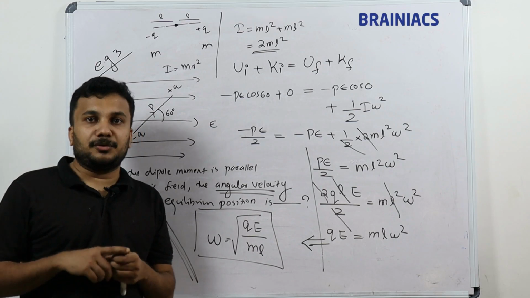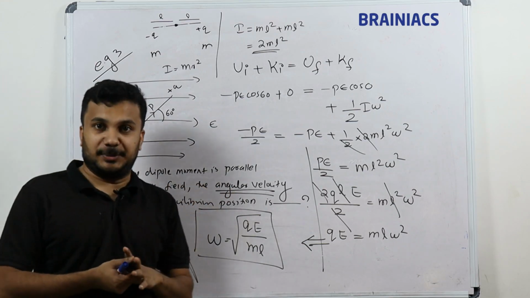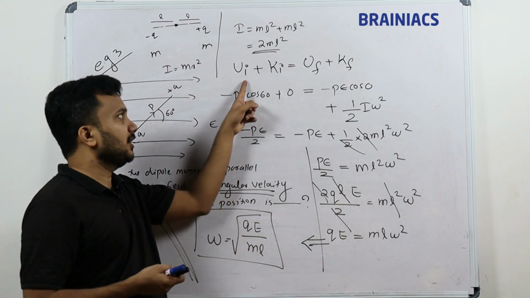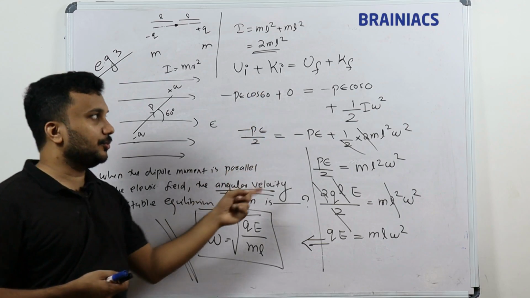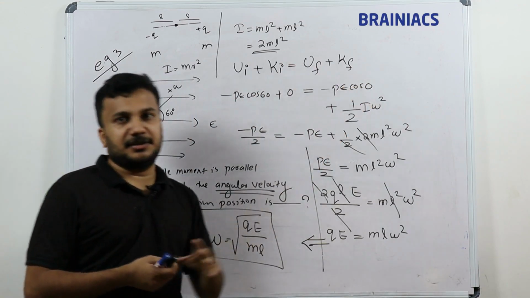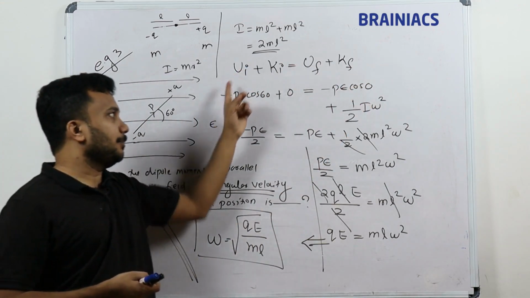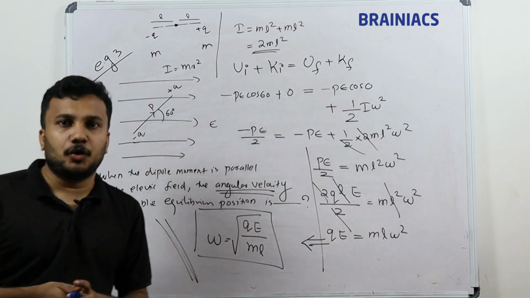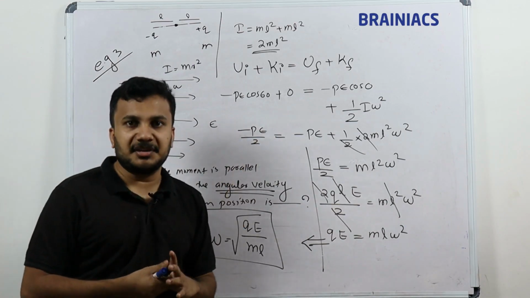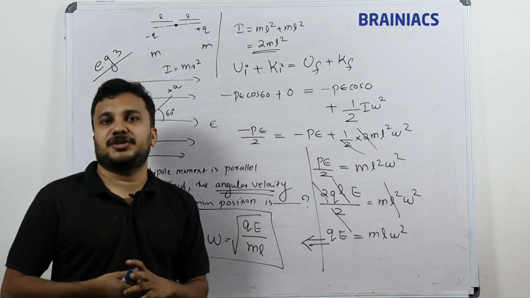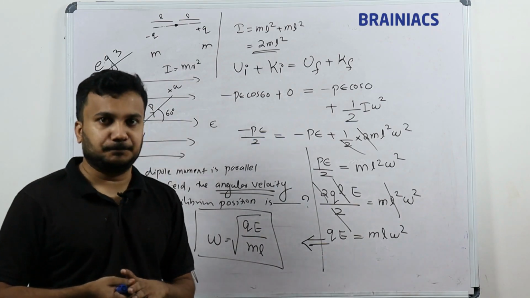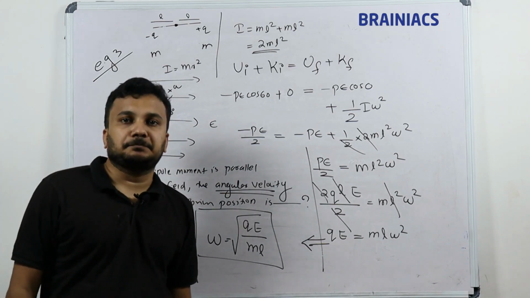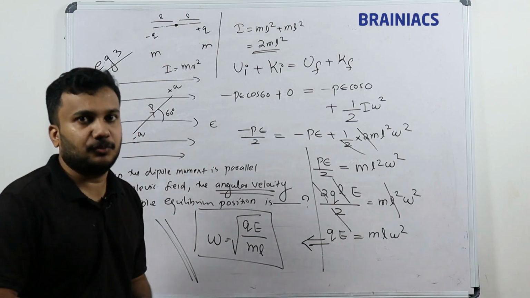So the question is asking about the angular speed. That's what we are going with, the concept of energy conservation. Initial potential energy plus initial kinetic energy is equal to final potential energy plus final kinetic energy. So we applied the formula: minus PE cos 60 plus 0 is equal to minus PE cos 0 plus half I omega square. Why is half I omega square coming here? Because it is a rotational motion. It's purely a rotational motion. It is not a linear motion. If it were a linear motion, half m v square would come.